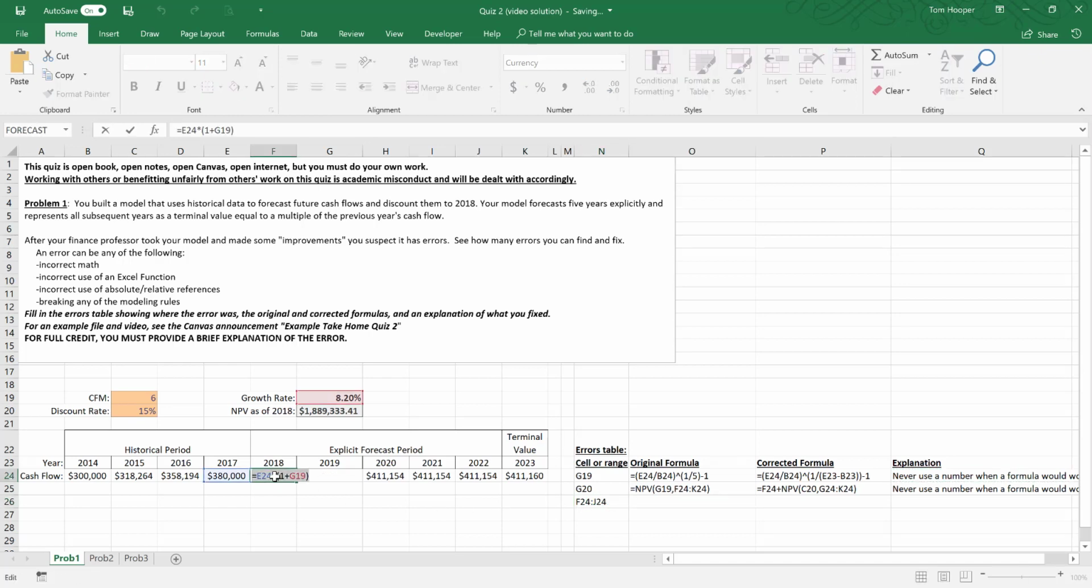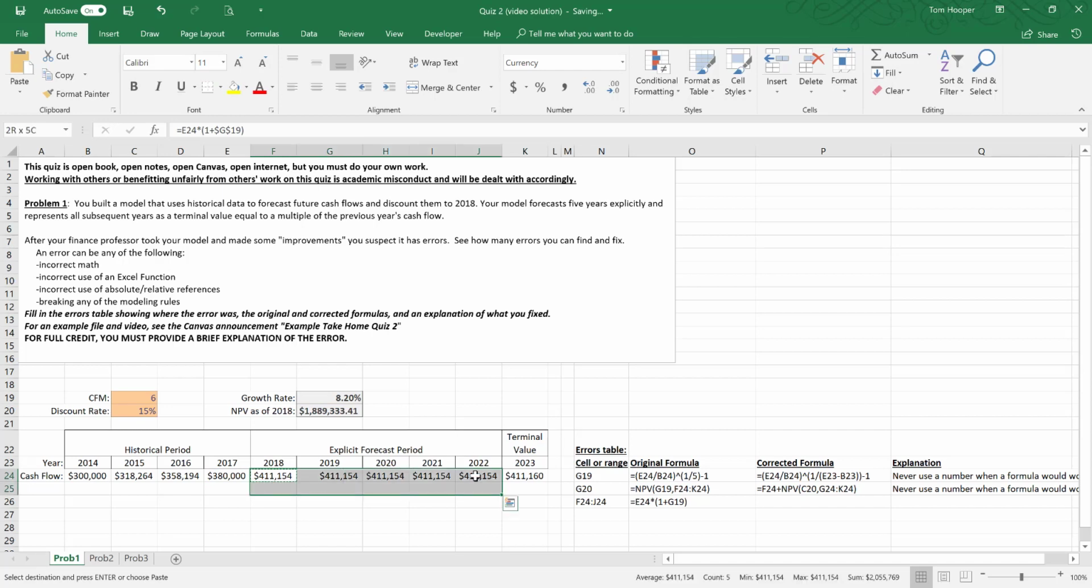And as I told you in class and in the example video, all you need to do is show me how to correct that first formula, and then I will trust that you corrected it in your model.